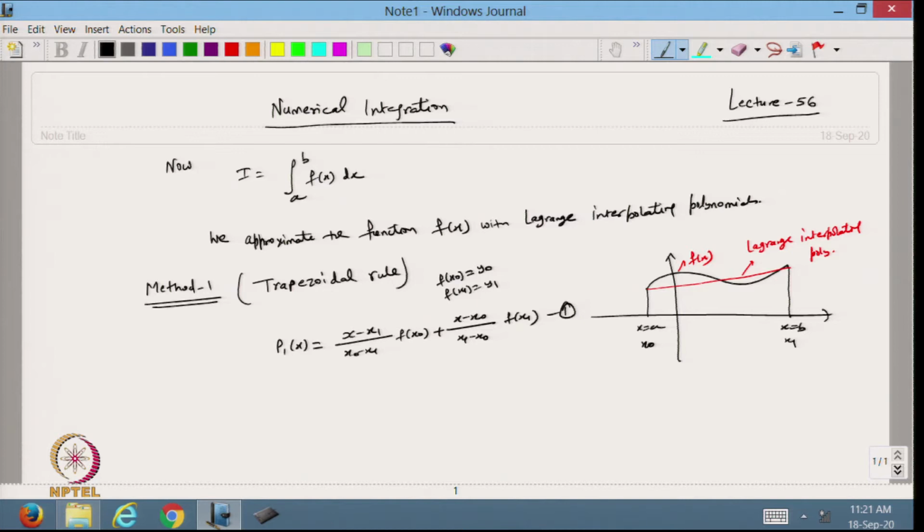Now, we know that this polynomial comes with errors. So, my function f(x) can be written as p1(x), the interpolating polynomial, plus the error term, that is the remainder term R(x). In this case R(x) will be (x minus x0)(x minus x1) f double prime of xi over 2 factorial, where xi lies between x0 and x1. This is the corresponding error for this linear interpolating polynomial.